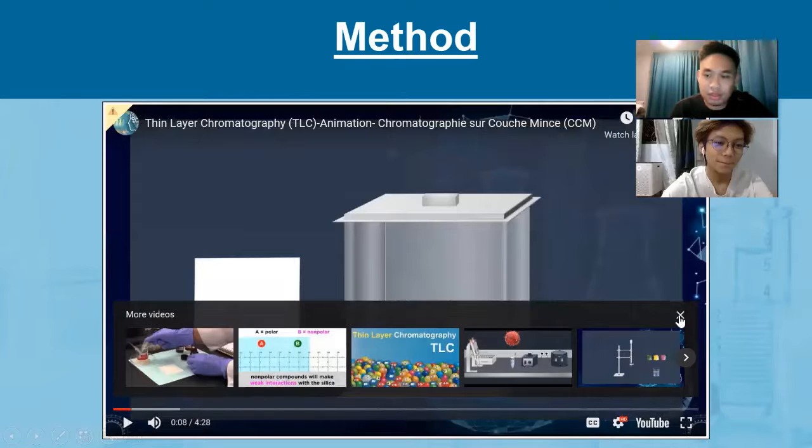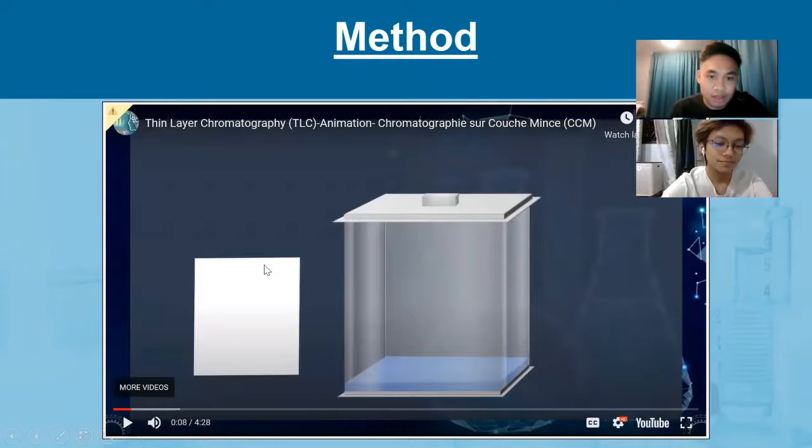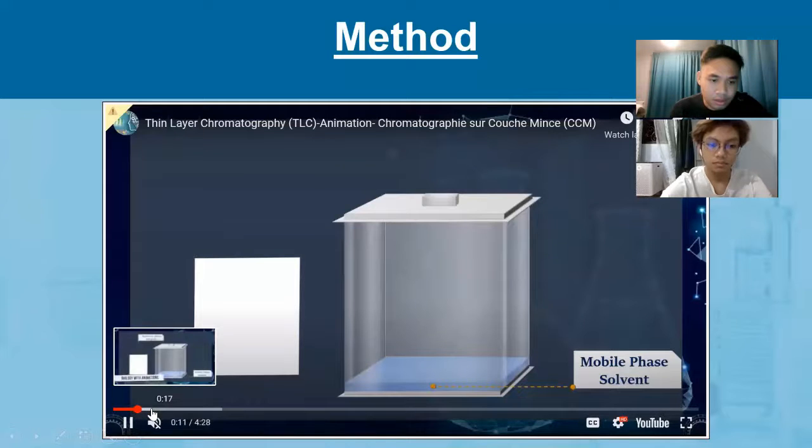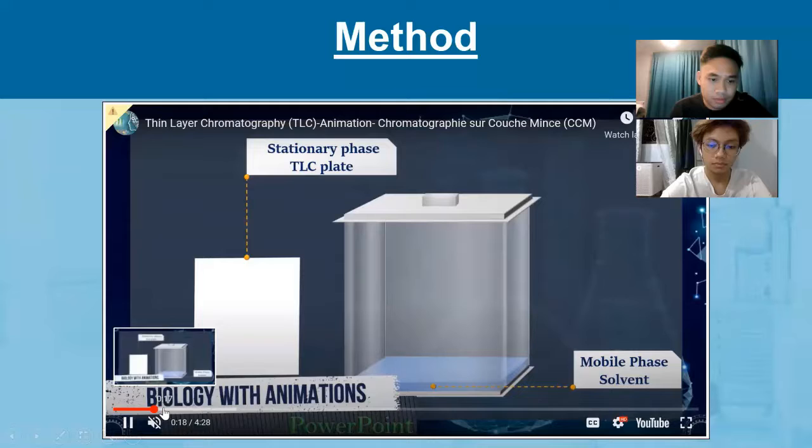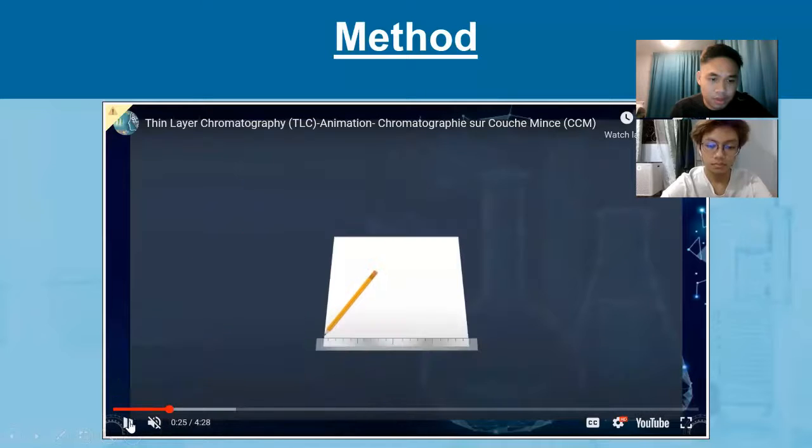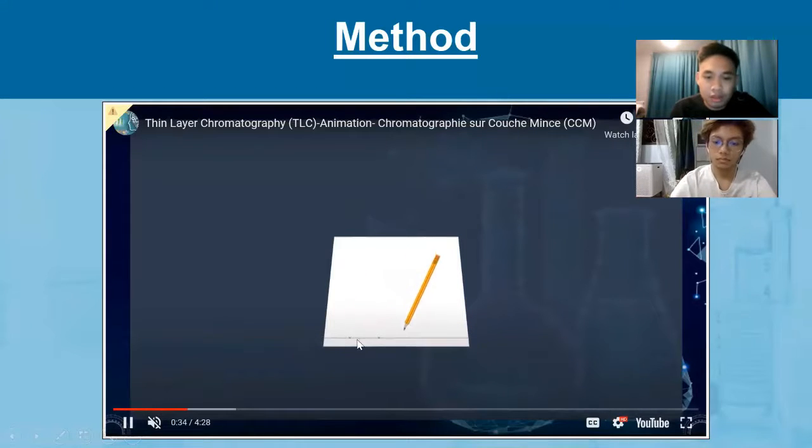Okay, this is the TLC plate. The TLC plate will be put into the TLC chamber. This one is the mobile phase liquid, for example, hexane. They will put the TLC plate in here. Before that, we have to draw a line here. We need to draw a line using a pencil. Cannot use a pen. And then draw the spot.